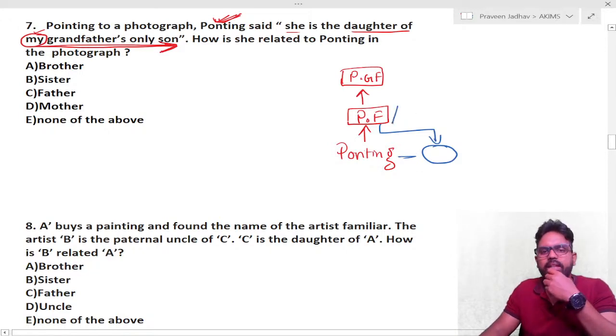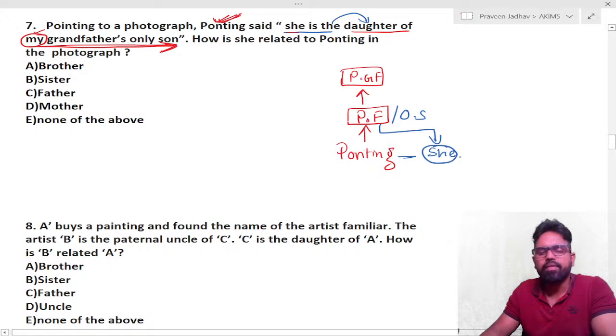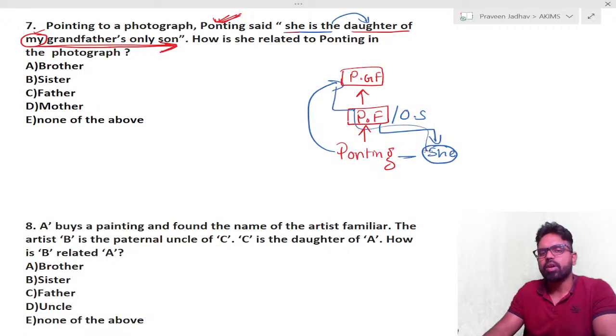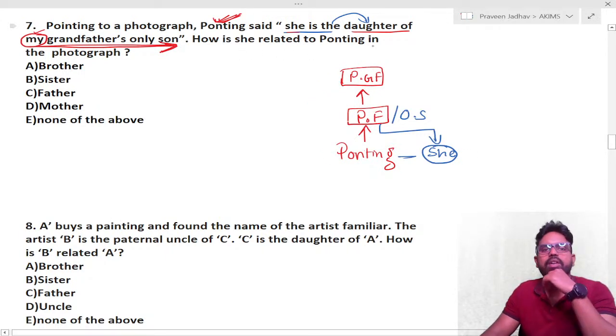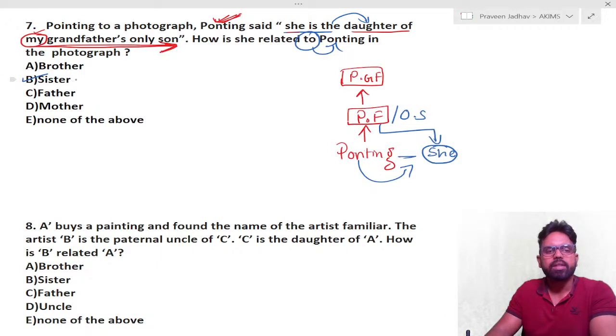Next to Ponting. This guy is the only son. Do not worry, you cannot draw another son. Daughter of my grandfather's only son. Done. She is the daughter of Ponting's grandfather's only son. Who is that? She. So what is he asking? How is she related to Ponting in the photograph? To Ponting, she is what? She is a sister.